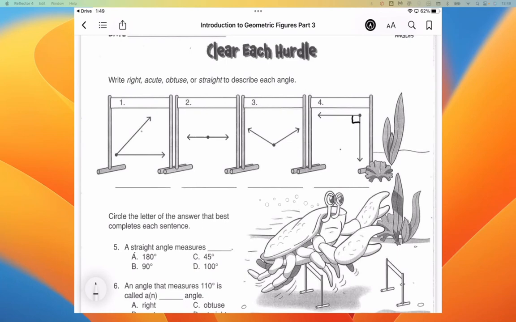And so for number one, we have an angle that is obviously less than 90, so it is acute. We have a straight line, so that is a straight angle. That angle number three is obviously larger than 90 degrees, and so it is obtuse. And then number four is exactly 90 degrees, so it is a right angle.